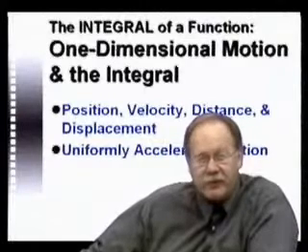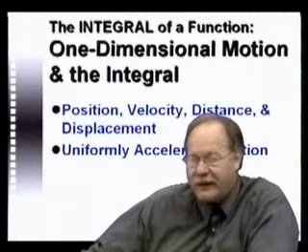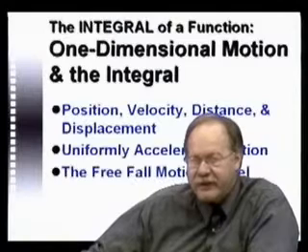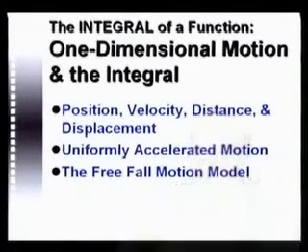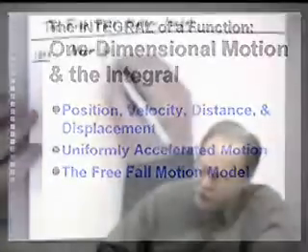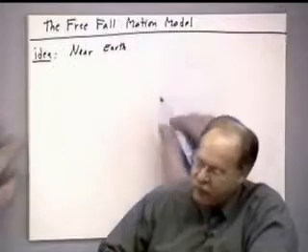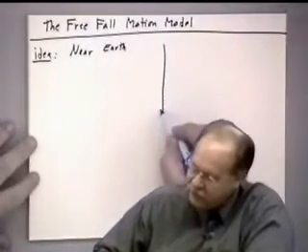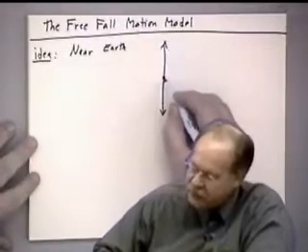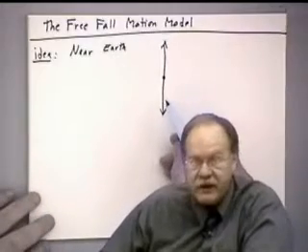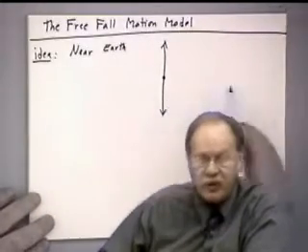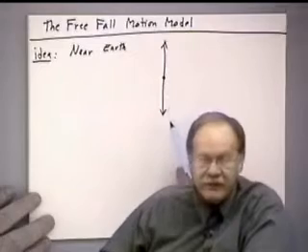Now let's take this uniformly accelerated motion model and modify it just a little bit to give us the free fall motion model. The idea here is that there's really a very small modification. If you are near the Earth, then we'll act vertically instead of horizontally as we did before with the uniformly accelerated motion. We like to draw things horizontally there. Here we'll think of it vertically.